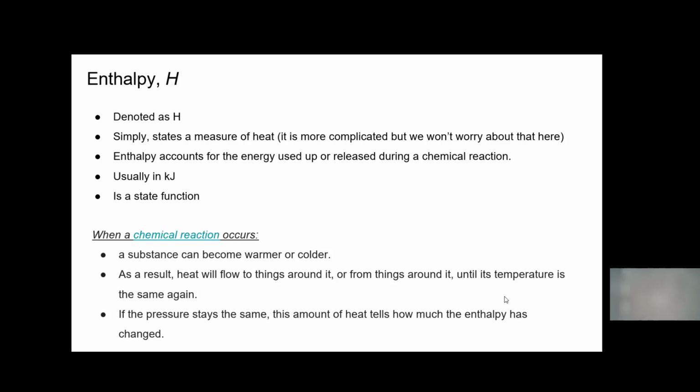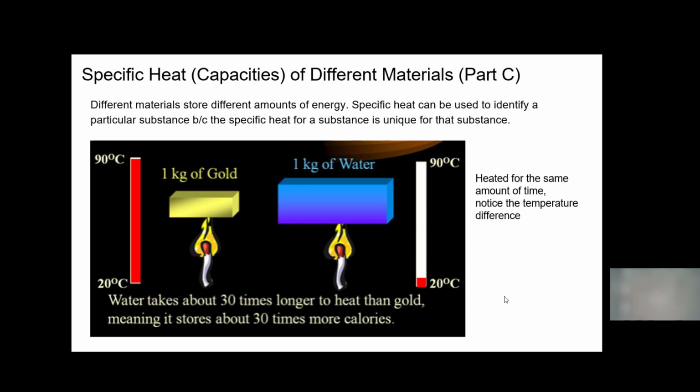Here, when a chemical reaction occurs, a substance can become warmer or colder. As a result, the heat will flow to or from things around it until the temperature is the same again. That's what they call thermal equilibrium, and that's what we're going to do in one of these labs today. If the pressure stays the same, this amount of heat tells how much enthalpy has changed. So basically, at constant pressure, we will use enthalpy as the measurement of heat. So I'm going to do this a little differently, where I'm going to cover part C first.